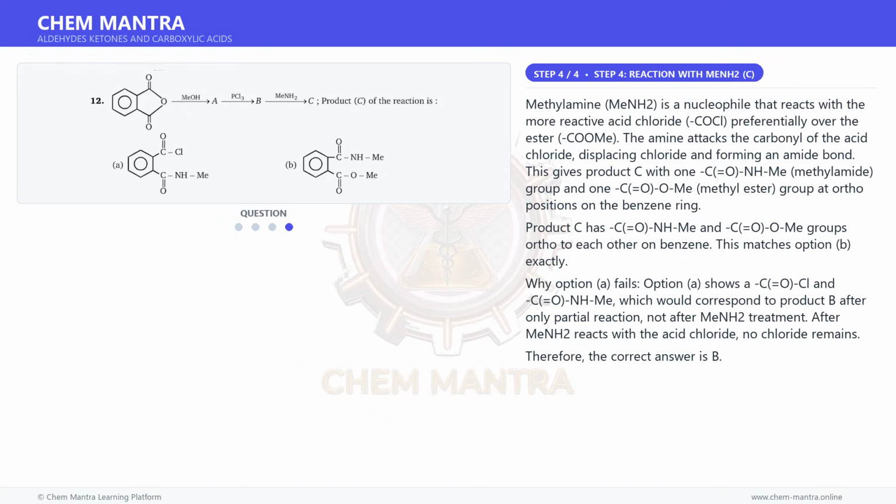Why option A fails? Option A shows C=O, Cl and C=O, NHMe, which would correspond to product B after only partial reaction, not after MeNH2 treatment. After MeNH2 reacts with the acid chloride, no chloride remains.